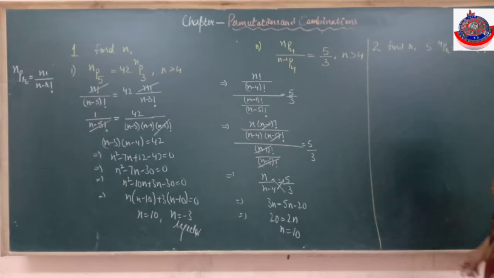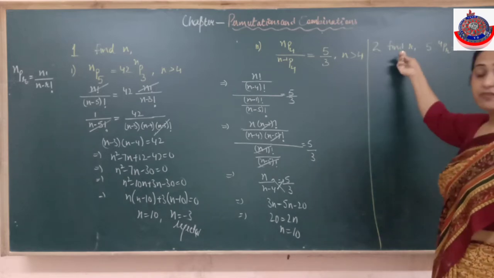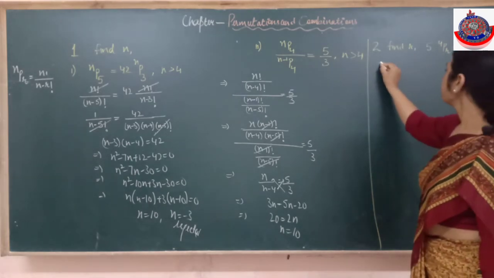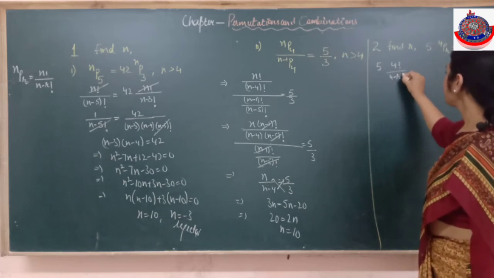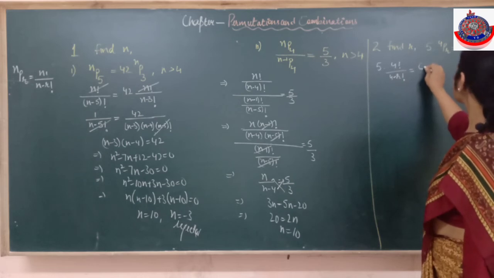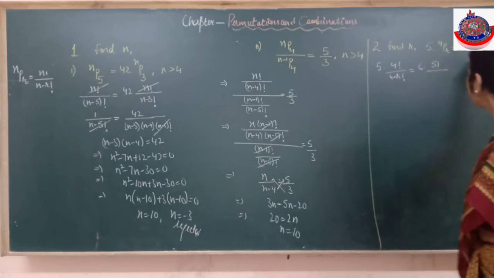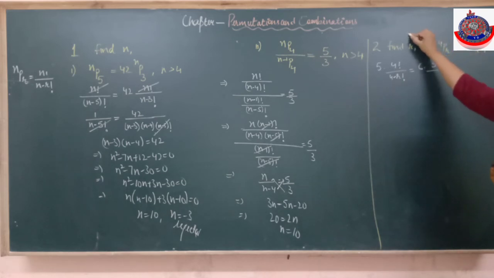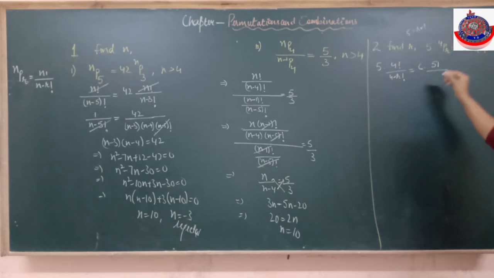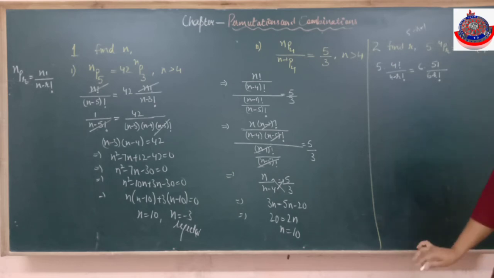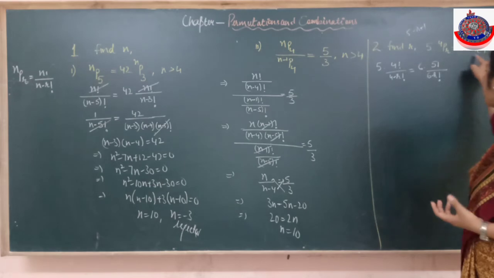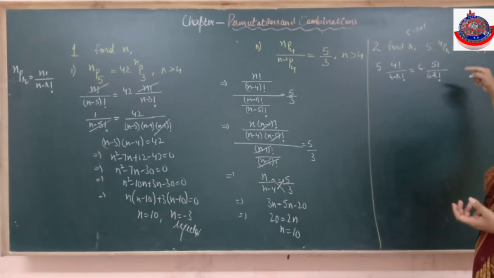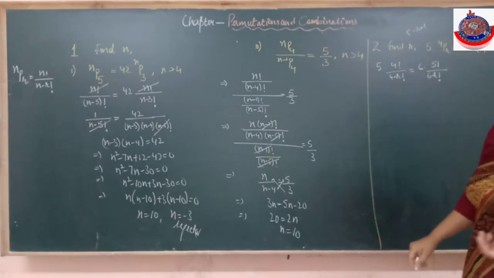5 into 4 PR is equal to 6, 5 PR minus 1. We have to solve it for r. Same way. 4 factorial upon 4 minus r factorial, 6 into 5 factorial upon 5 minus r plus 1. So it will be 6 minus r factorial. Children, you need to be careful in calculation. Don't just write anything on your own quickly. Clear? You have 5 minus r plus 1. So 5 minus r plus 1 would be 6 minus r. Clear?